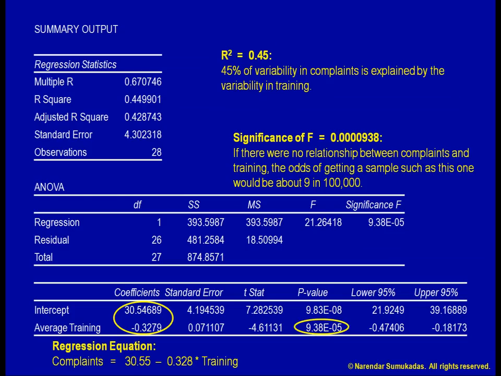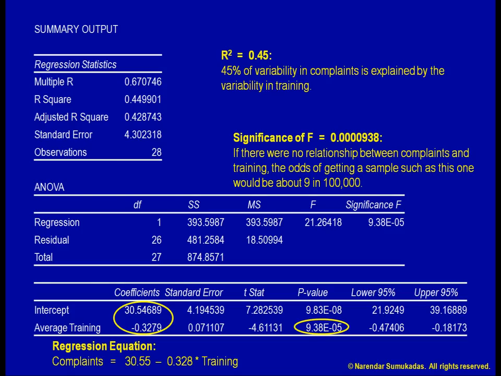The p-value from the regression output gives me the significance of the slope as 9.38 times 10 to the power minus 5. Just as with the significance of F, if there were truly no relationship between training and complaints, the odds of my getting a sample like this by fluke is about 9 in 100,000. Therefore, I am pretty confident that the relationship is not zero.